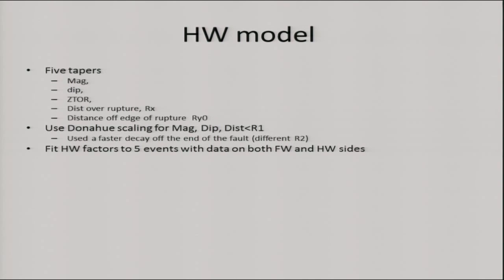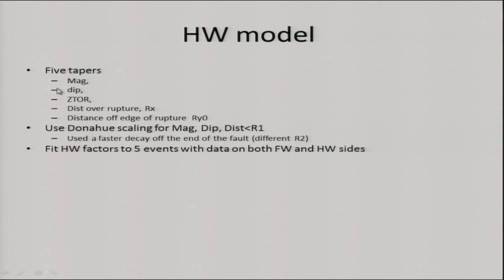If you don't have data on both sides, you suck this effect up into some other parameter. It's too well correlated, so you cannot do that. So you can't get the scaling for all of these things. We know it should taper with magnitude. It should change with dip. It should change smoothly with distance.